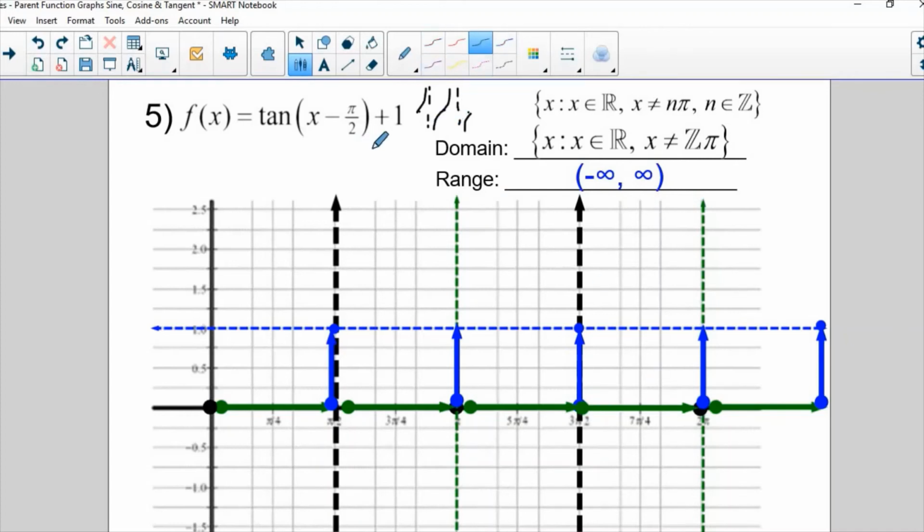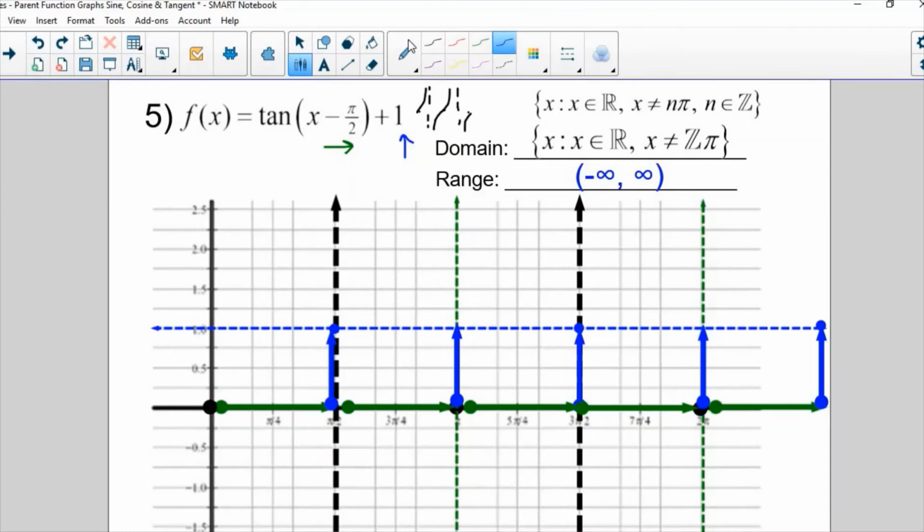And then, just like with cosine and sine, I'm going to forward shift this pi over 2, and I'm going to shift this up 1. So I take this point, I phase shift it or translate it pi over 2, and then up 1, pi over 2 up 1, pi over 2 up 1, pi over 2 up 1, pi over 2 up 1.